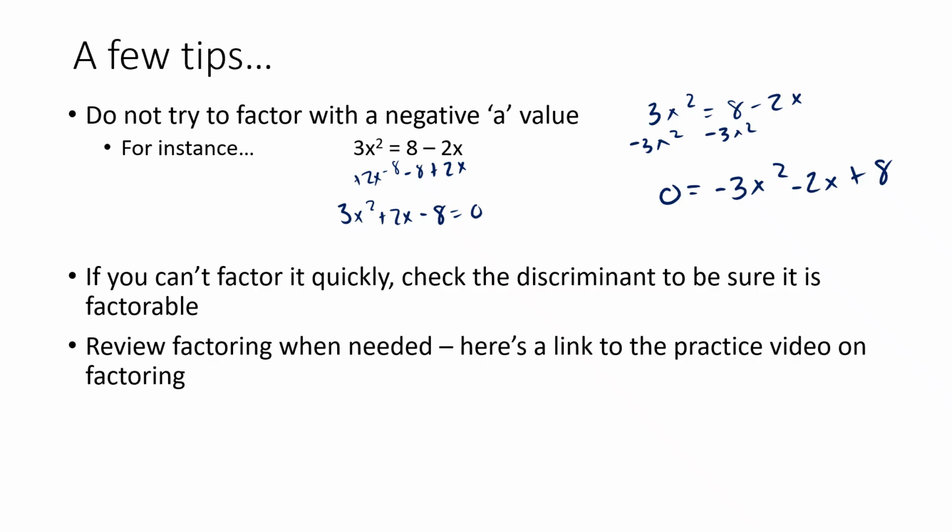If you can't factor it quickly, check the discriminant to make sure it is factorable, especially if your teacher has not told you that they are factorable. Okay, so if there's a possibility that the quadratic is not factorable, you don't want to waste 15 minutes trying to come up with factors that don't exist. And then review factoring when needed.